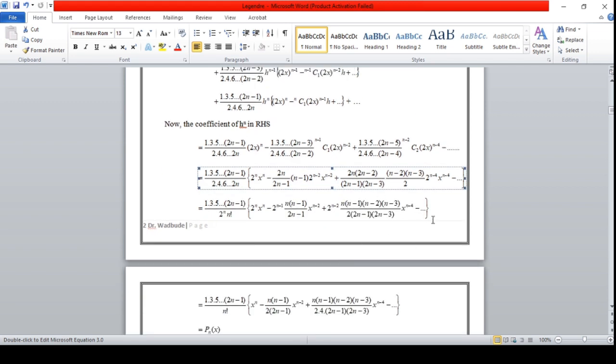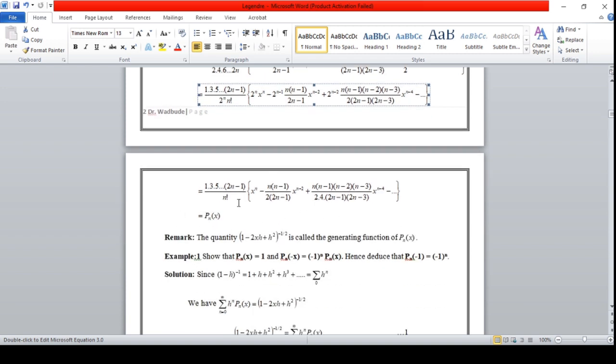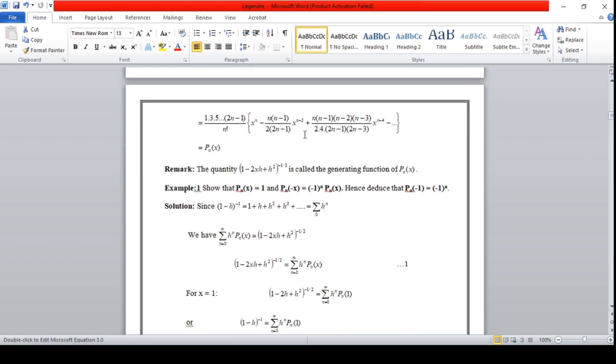Next step, 1·3·5 up to (2n minus 1) upon 2·4 up to 2n, times 2 raised to the power n into n factorial, and this is the series. Next, 1·3·5 up to (2n minus 1) upon n factorial, x raised to the power n, minus n(n minus 1) upon 2(2n minus 1) x raised to the power n minus 2, plus n(n minus 1)(n minus 2)(n minus 3) upon 2·4(2n minus 1)(2n minus 3) x raised to the power n minus 4, minus and so on up to infinity. This is the Legendre polynomial, denoted by Pn(x).